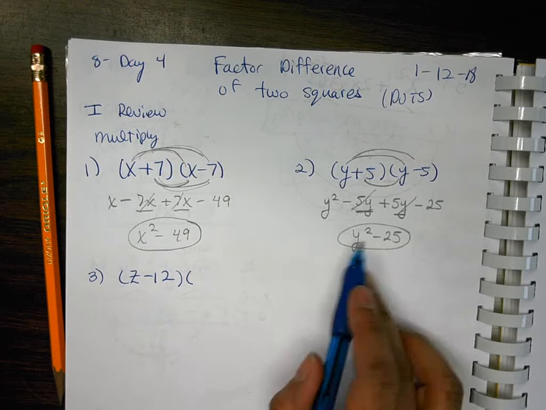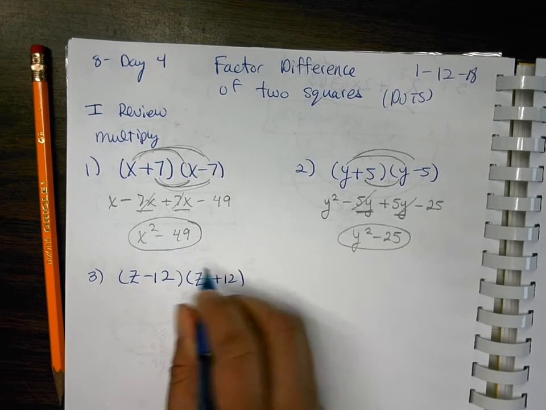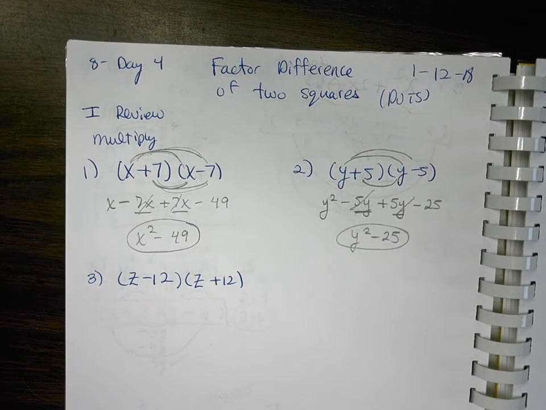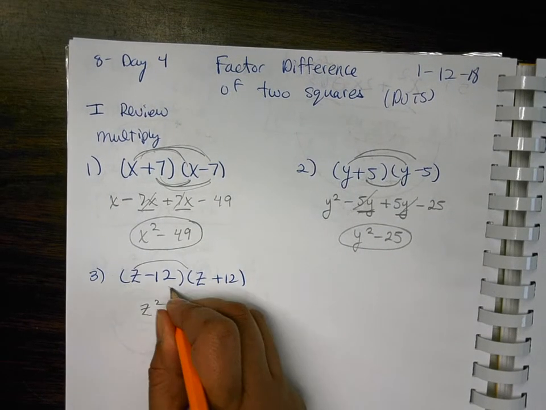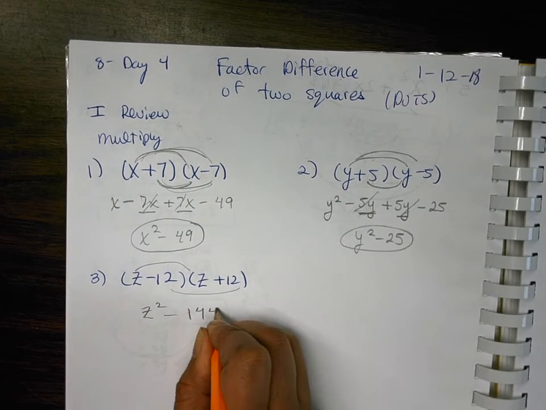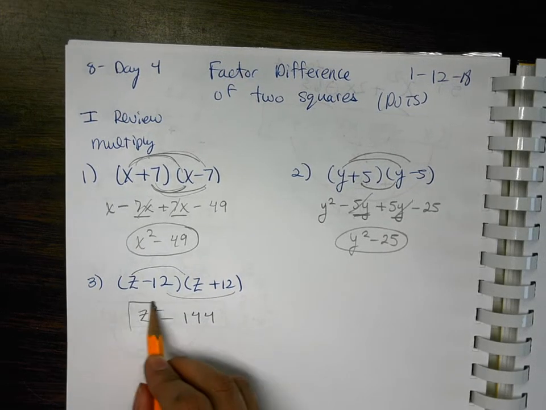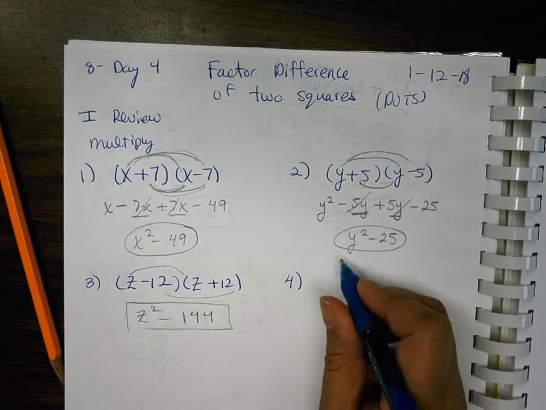Number 3, without any double distribution arrows, z minus 12 and z plus 12. It doesn't matter which one comes first. Again, minus, plus, plus, minus, does not matter. Without doing all these arrows, what is it going to be? Z squared minus 144. What's going to happen with the middle terms? Cross out.